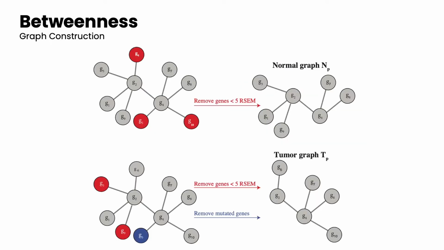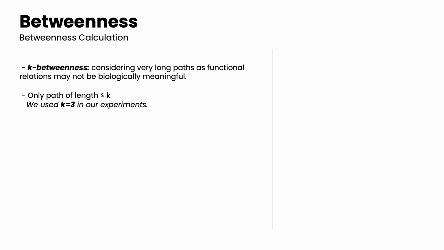Now, the first step of our method is the Betweenness calculation. For each sample, we will have 2 graphs, normal and tumor graph, that consist of the PPI network at the beginning. Then for the normal graph, we remove non-expressed genes. And for the tumor graph, we also remove non-expressed genes and the mutated genes as well. After that, we run Betweenness calculations on both normal and tumor networks.